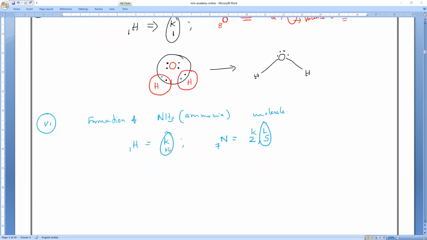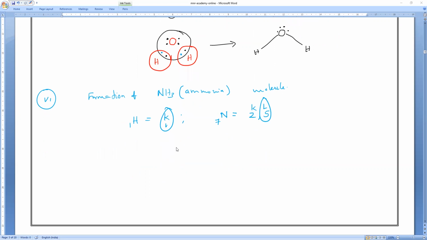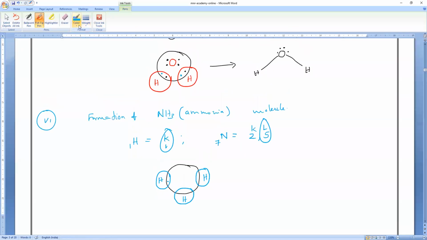But one hydrogen gives only 1. So totally how many hydrogens do we need? 3 hydrogens. So I will draw. You all see that. First, nitrogen is bigger in size. With that, now I will draw 3 hydrogens. One hydrogen, another hydrogen, another hydrogen. Each hydrogen will share how many electrons? 1 electron. And 3 electrons of nitrogen are shared with the 3 hydrogens. How many extra electrons remain in the valence shell? 2. So that's all.